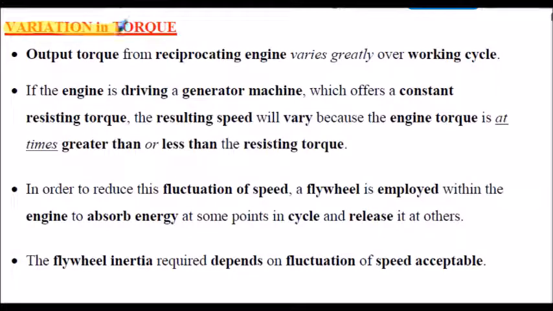Now, what we've got to consider is this variation in torque. The output torque from a reciprocating engine does vary greatly over the working cycle. You'll see that in a moment. So if the engine is driving a generator which offers constant resisting torque, the resulting speed will vary because the engine torque at times is greater than, and then sometimes less than, the resisting torque of the output. So that can be problematic.